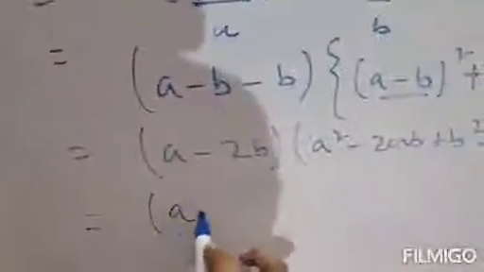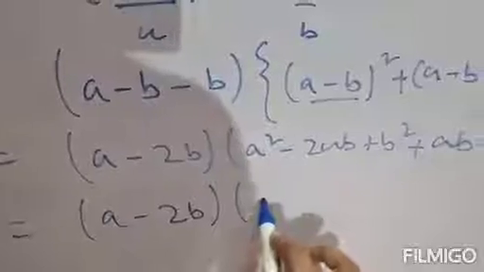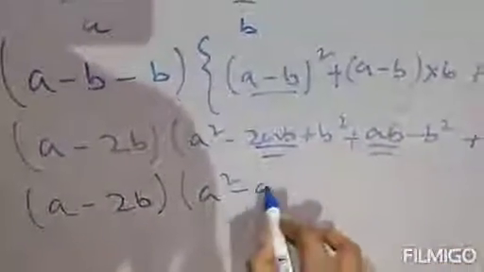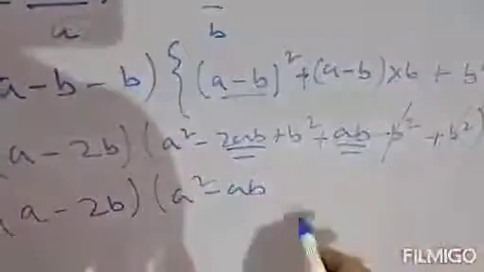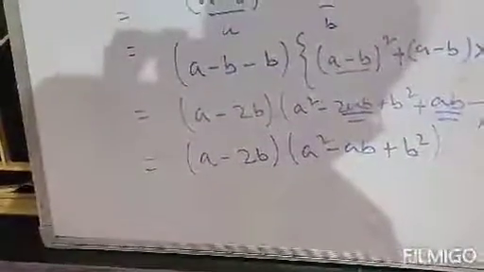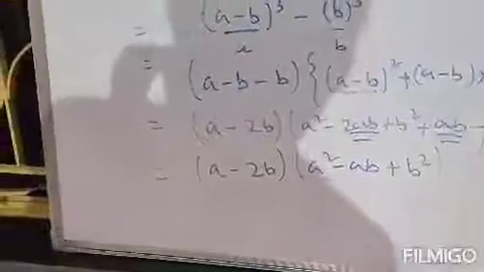The a cube minus b cube formula is a minus b into a square plus ab plus b square. So if you simplify this, a minus 2b, this is a square minus 2ab plus ab, this is minus ab, minus b square plus b square will eliminate, that is plus b square. So this is the final answer of question number 8.2. So the answer is a minus 2b and a square minus ab plus b square. Clear? This is the final answer. So 8.2 complete.